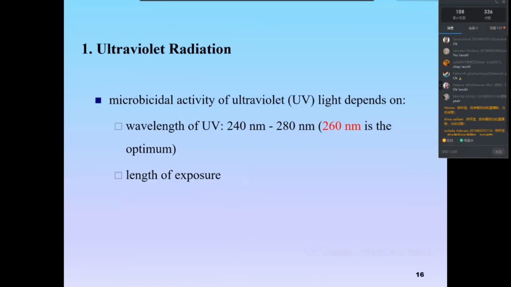And another factor we need to consider is the length of exposure. For example, if you expose your skin to UV light for a very short time, probably that's okay. But if you expose it for a long time, it would be a serious problem.